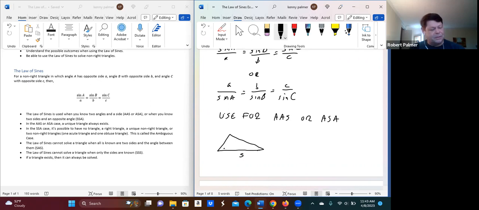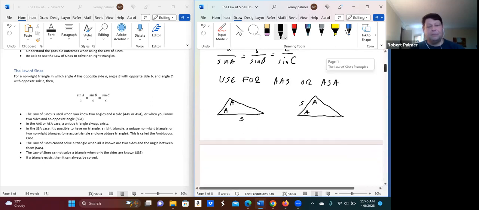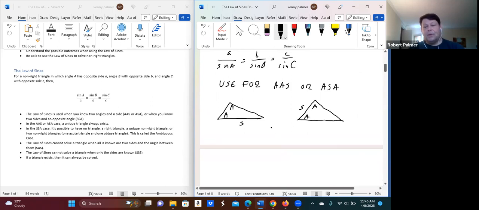So maybe I know this angle and this angle, and make that side. Okay. Or if we know two angles and the side between them, so this angle, and this side, that will also work because we can always find the third angle.